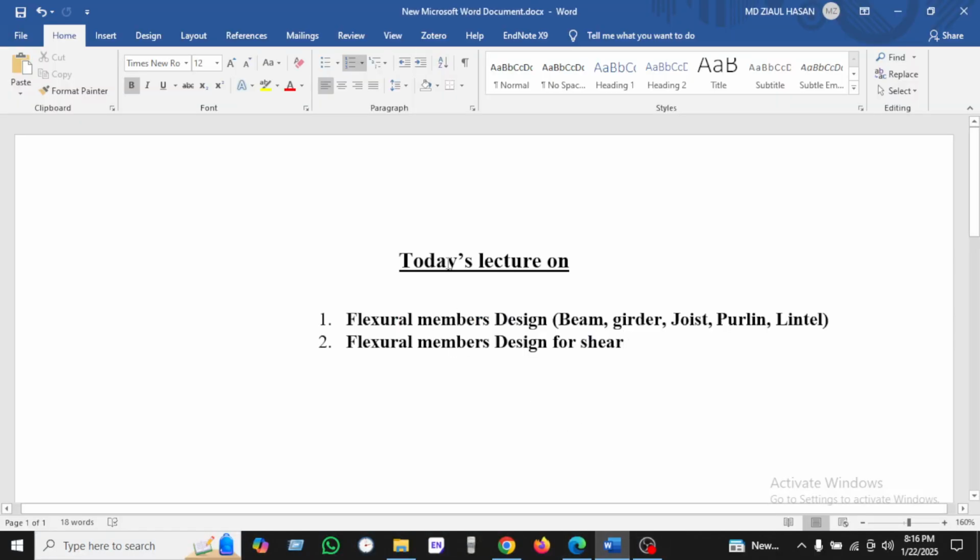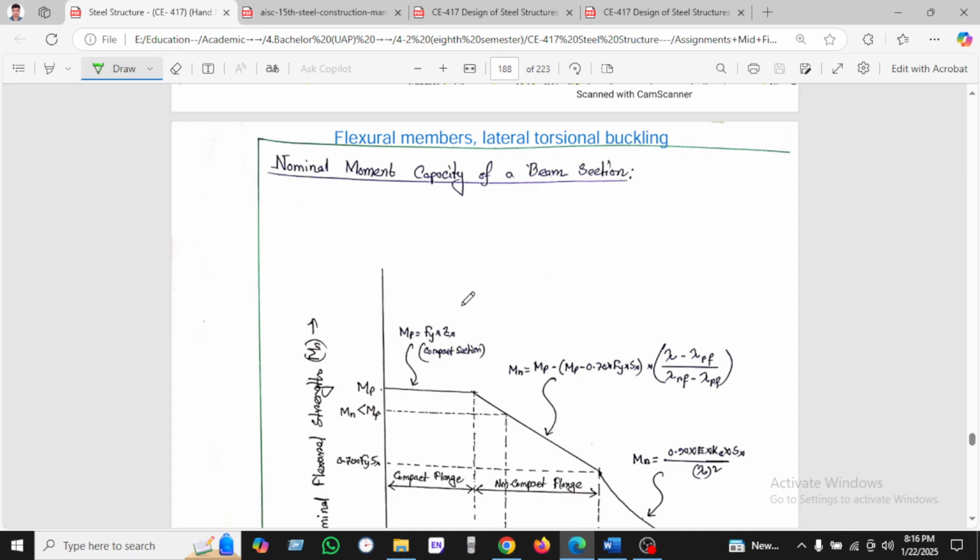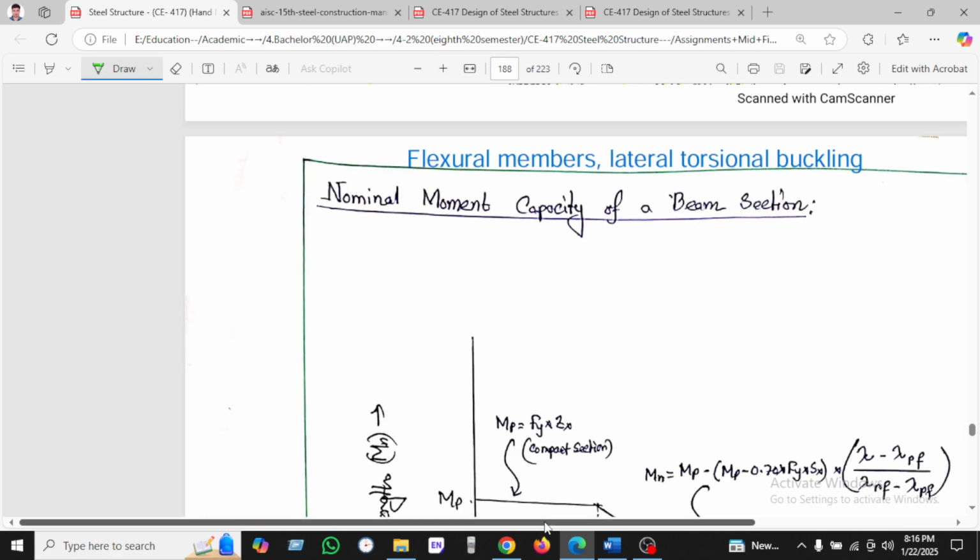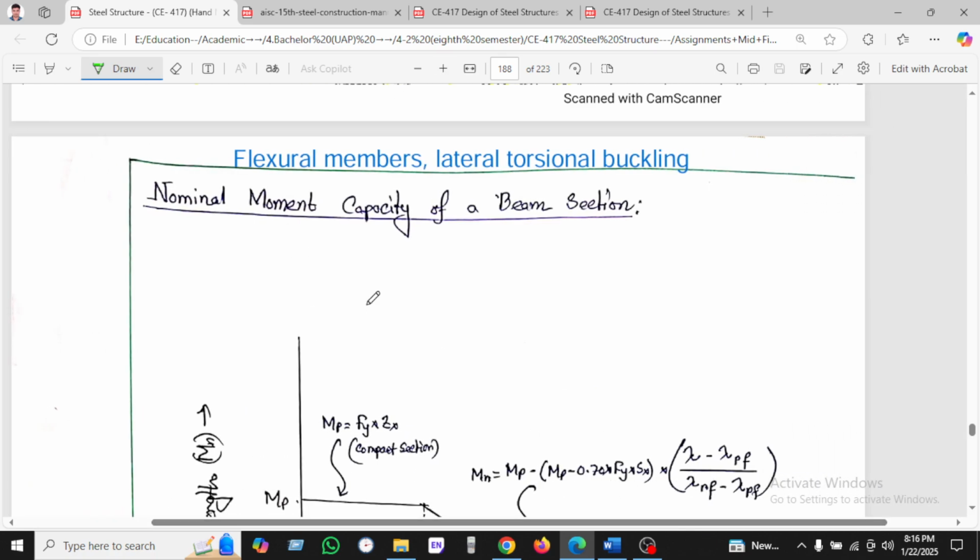Hello everyone, today I am going to deliver a lecture on flexural design, which is flexural member design: beam, girder, joist, purlin or lintel, and flexural design for shear. Okay, also the shear, and this is completely flexural design. So let's start. Before I explain the math, I'll discuss some theory.